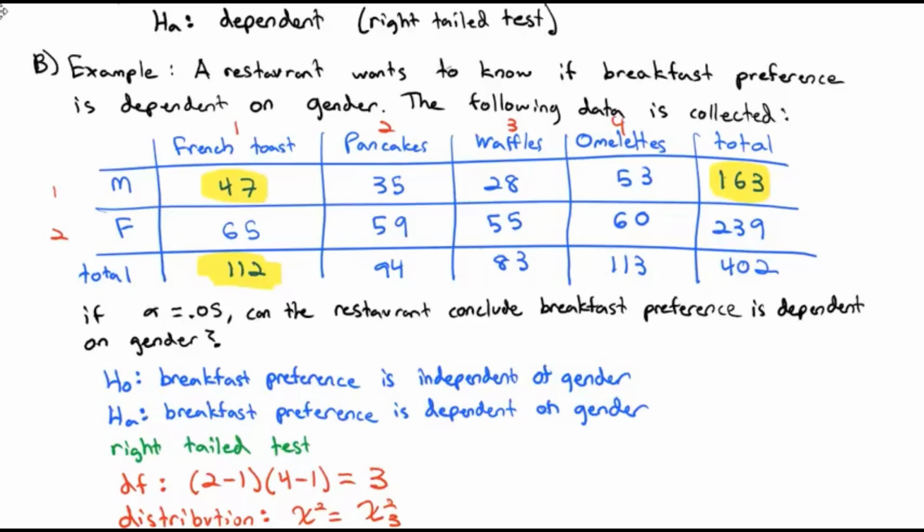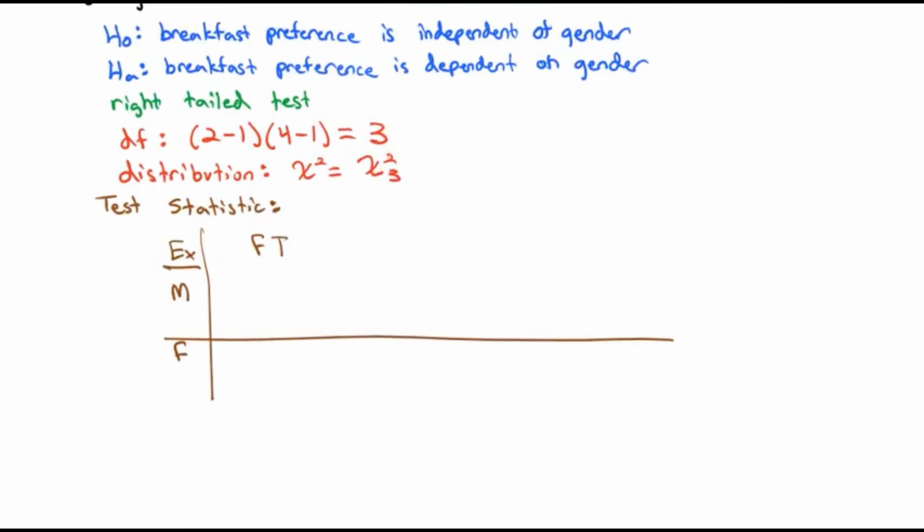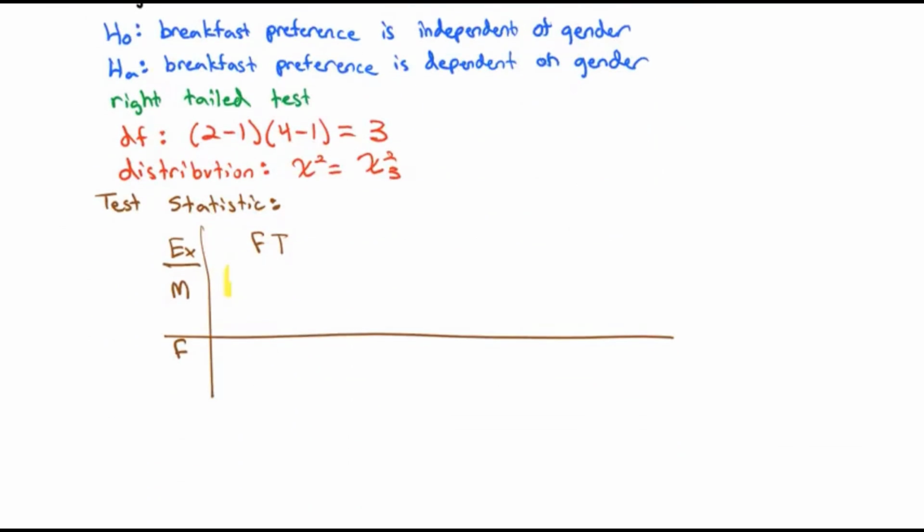163 times 112, and then we'll divide by the total. So we have 163 times the 112 divided by the total number of people, which was 402. The expected value for French toast is 45.41.